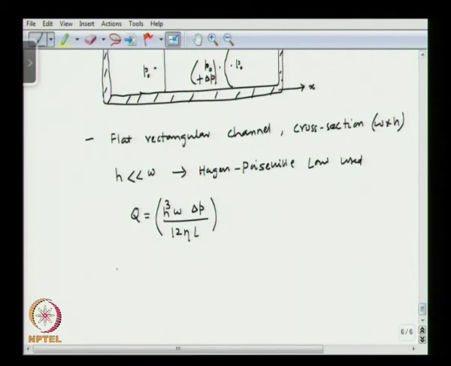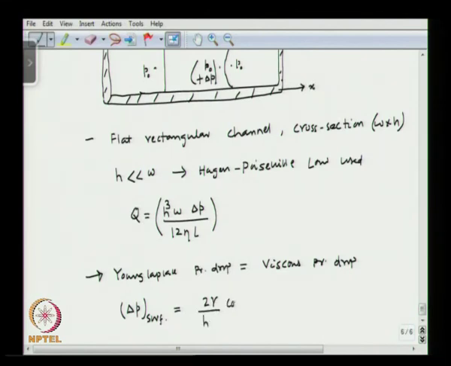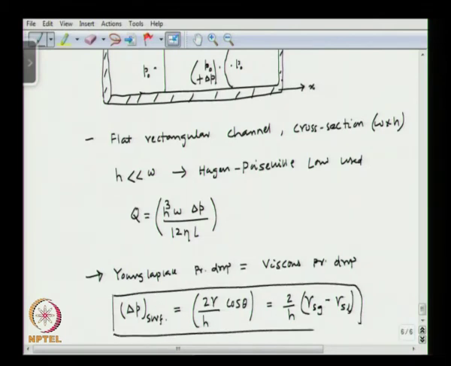So, the Young-Laplace pressure drop will balance the viscous pressure drop, because there is no gravitational force involved since it is a horizontal channel. So, these two are equal. You can write delta P surface as 2 gamma over H into cos theta, which will be equal to 2 over H times gamma solid-gas minus gamma solid-liquid. This is the expression for the Young-Laplace pressure drop.